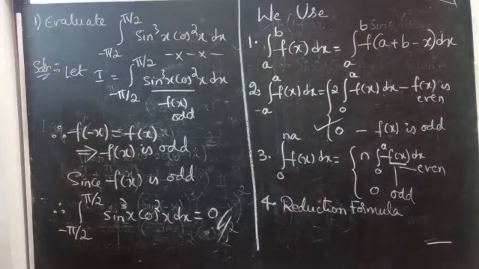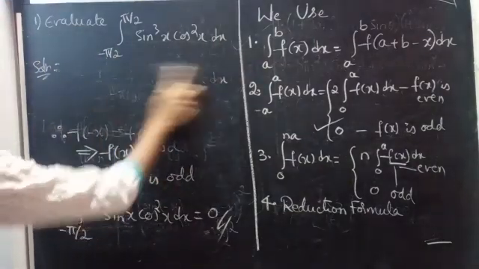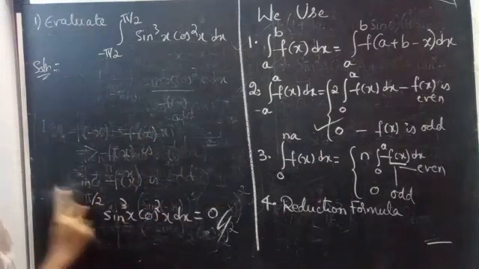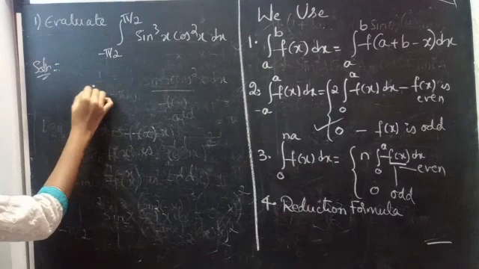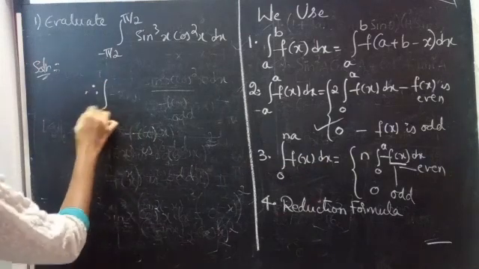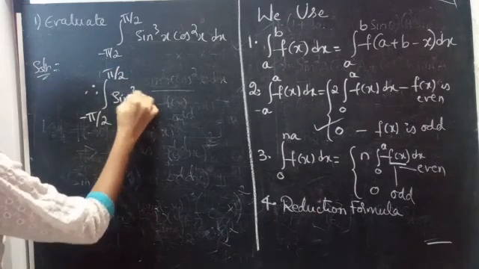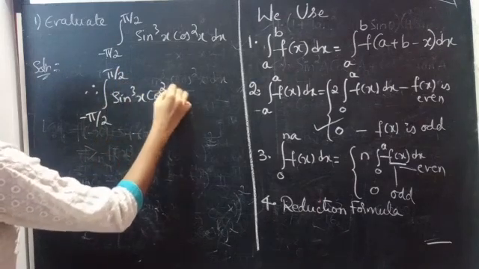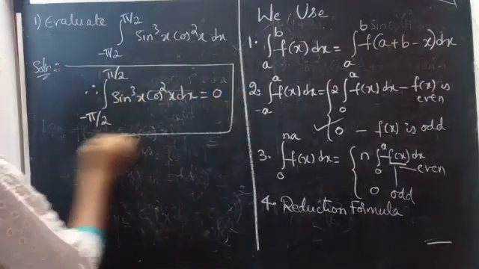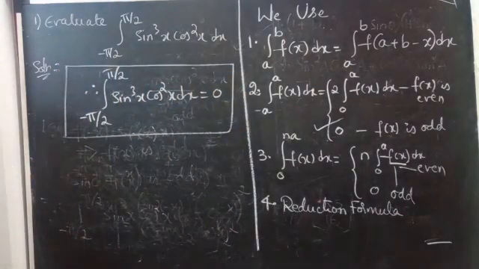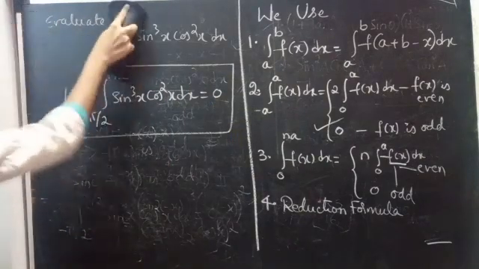Okay. Therefore, integral from minus pi by 2 to pi by 2 of sin cube x into cos square x dx equals 0. So this completes the first problem. Now coming to the second problem.